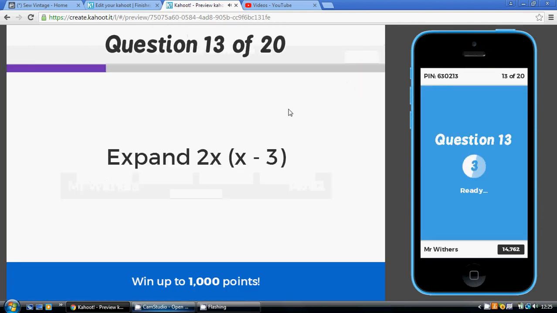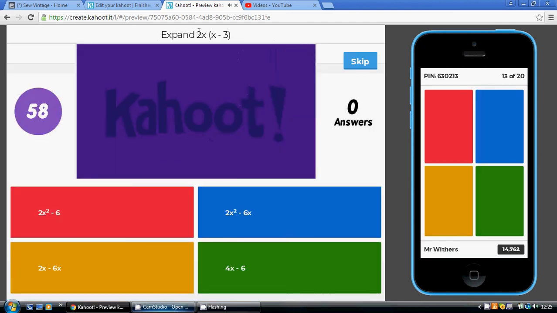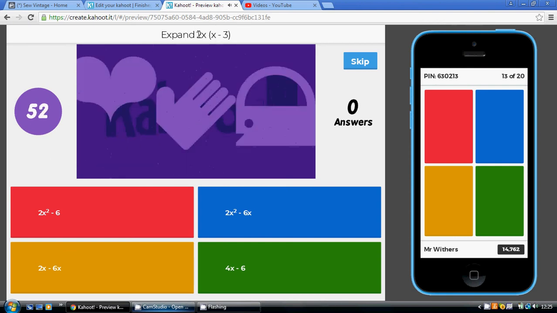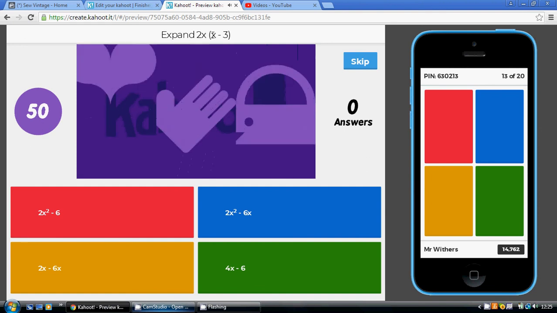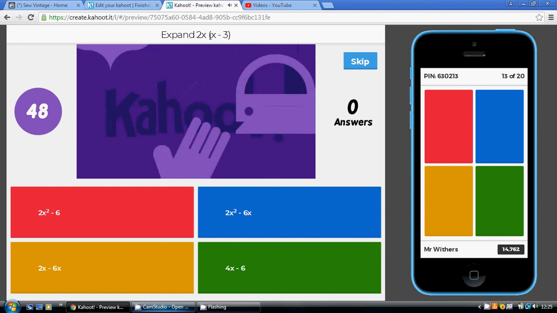Again, similar process, the two claws, 2x times x, so that's 2 times x times x. X times x is x squared, 2 times x squared is 2x squared. So the first term is 2x squared.